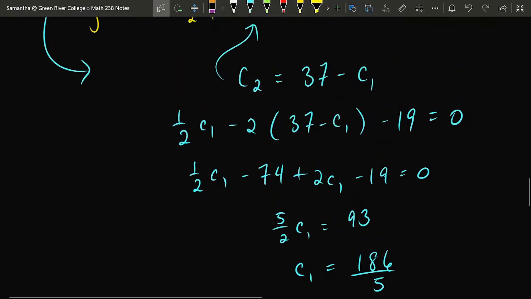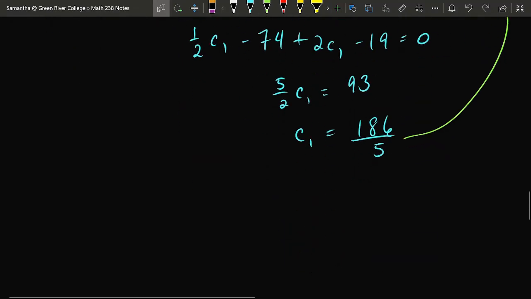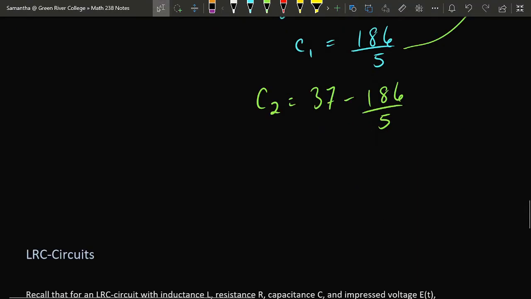So in order to now determine the value of c2, let's take this number and plug it into the equation c2 equals 37 take away c1. Which, in a somewhat unexpected turn of events, turns out to be just equal to negative 1/5.